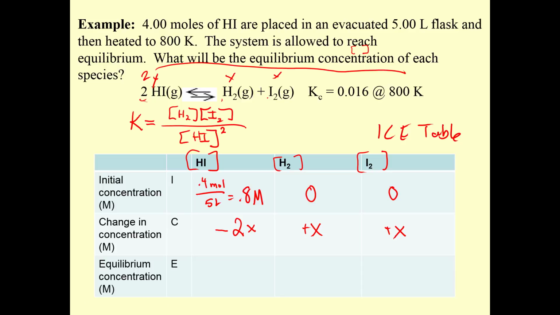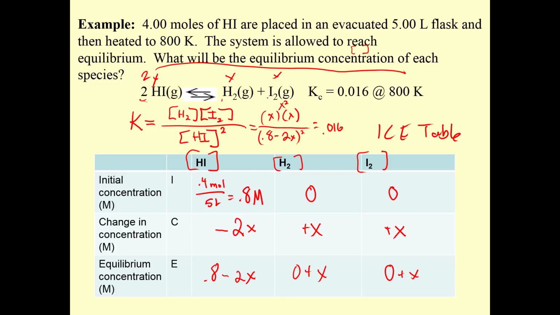All right. So at equilibrium, we're going to have what we started with minus the change gives us equilibrium. What we started with plus the change. What we started with plus the change. All right, so now we can plug those into our equilibrium constant expression. So I'm going to say x times x over 0.8 minus 2x, and I have to square that because look, it's squared. And this is really x squared. So what's cool about this is it equals 0.016.